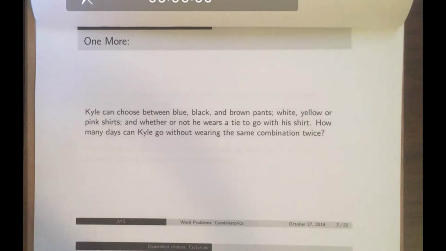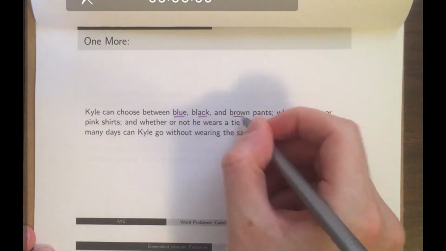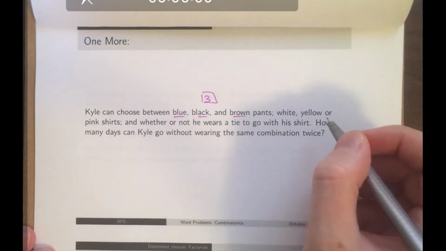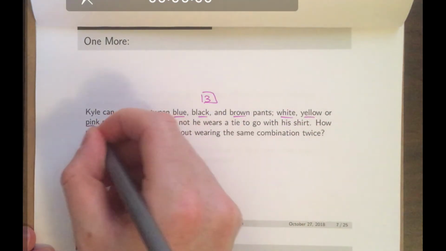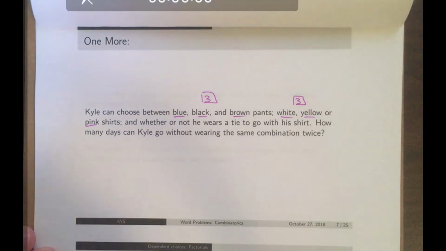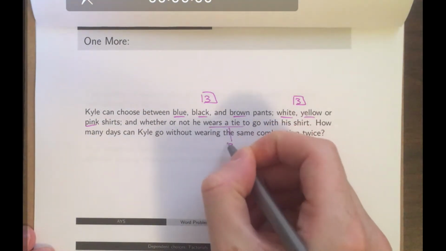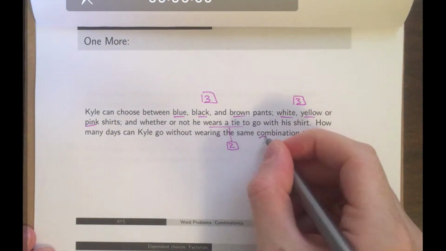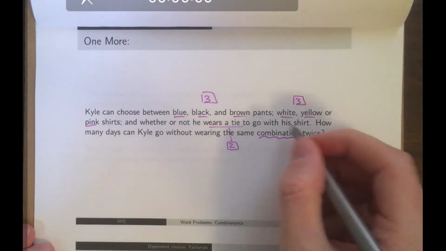So we have blue, black, and brown pants. So that's 3 choices. And then we have white or yellow or pink for shorts. That's 3 choices. And then we have whether or not he wears a tie. So whether or not he wears a tie, that's 2 choices. Either he wears a tie or he doesn't. And the question is, how many combinations? Very classic combinatorics question when they use the word combinations.